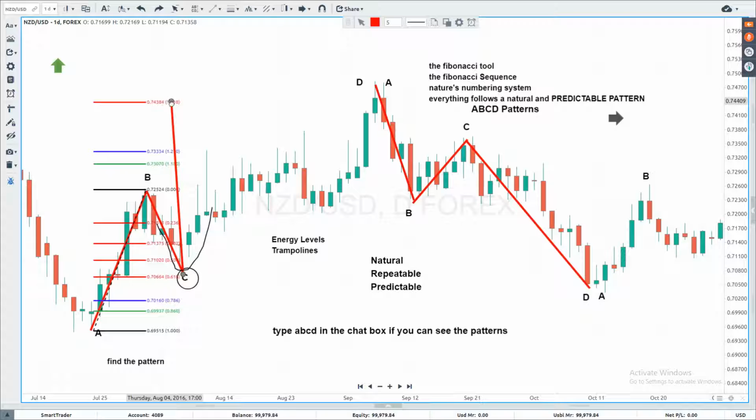You want to see if it works? Watch this. Look, we came down here and we're bouncing off the red trampoline, right? Boom, we're going up. But we're not done going up. The market keeps going up. It makes higher lows and higher highs until what? Until it gets all the way up here to letter D. That's the end of the pattern.